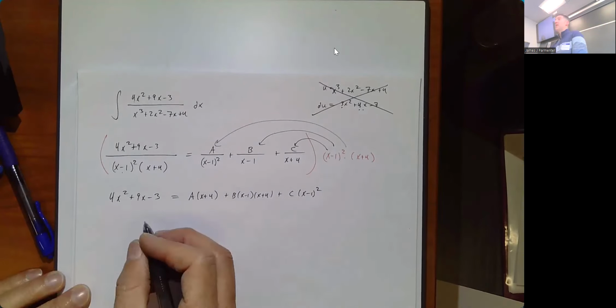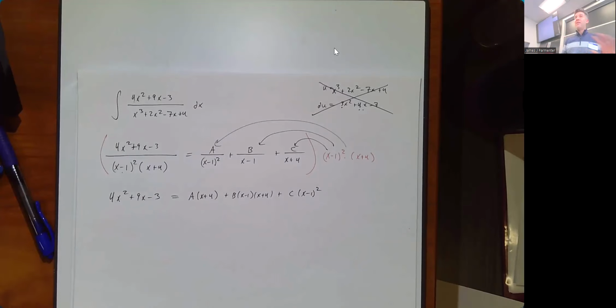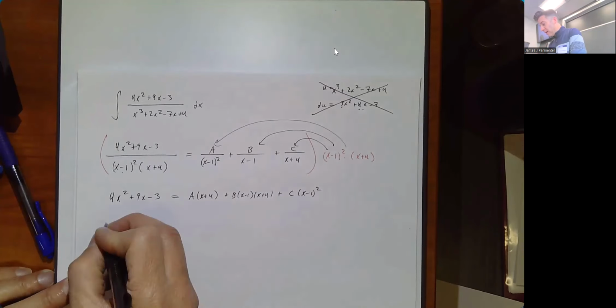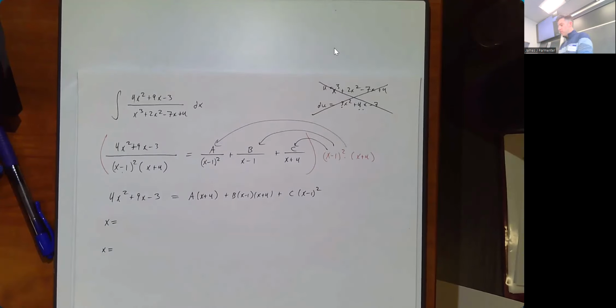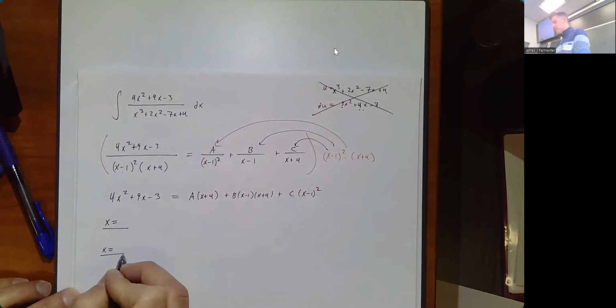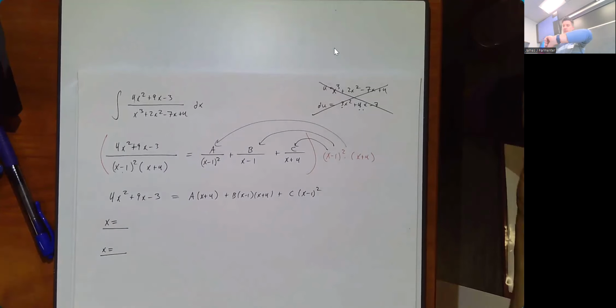The easy way of doing this, the thing you should always do before you do anything else when you're doing a partial fraction decomposition, is use the easy values of x. There are two easy values of x I should use here. What are they? Actually, don't tell me, write them down. There are two things you should write down, x equals something and x equals something else. I'll give you 20 seconds.